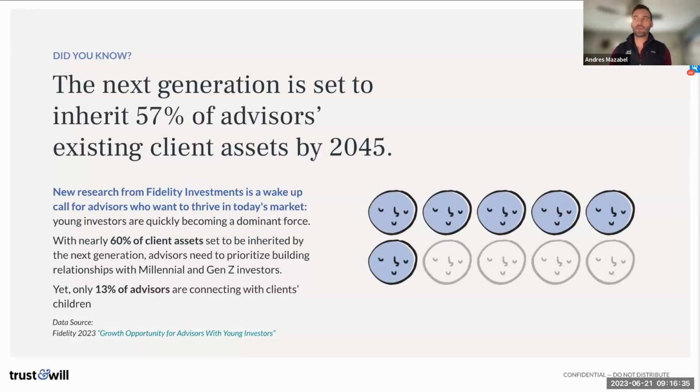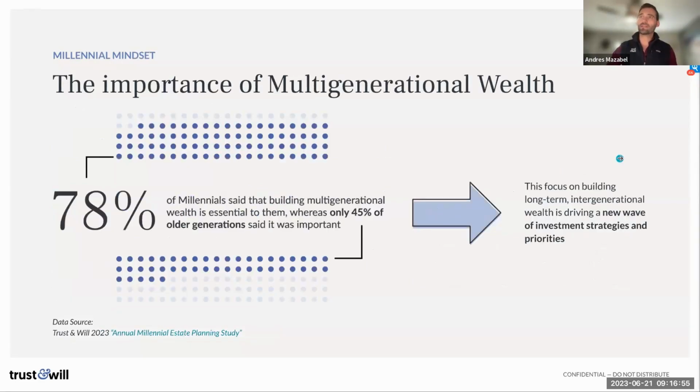But what's really alarming and really a huge opportunity for you is we know that millennials are the largest population today, and they're going to be inheriting a lot of these assets. And the study actually highlighted that only 13% of advisors are connecting with clients' children. So we want to see how can we make sure that advisors and firms are being really proactive about this.